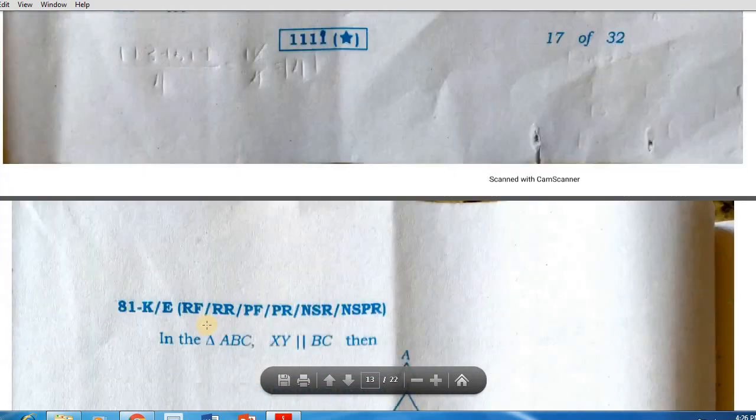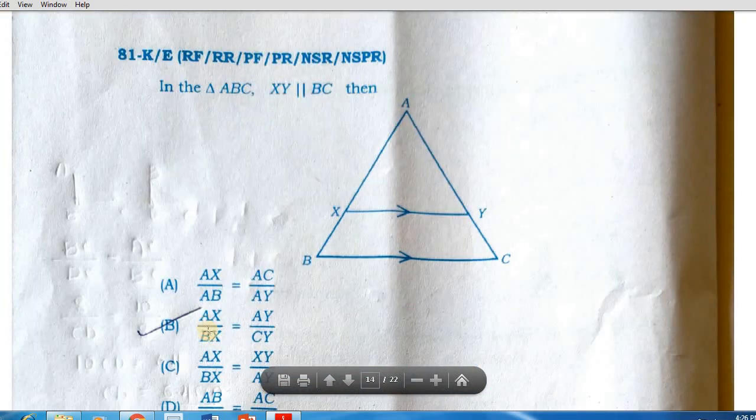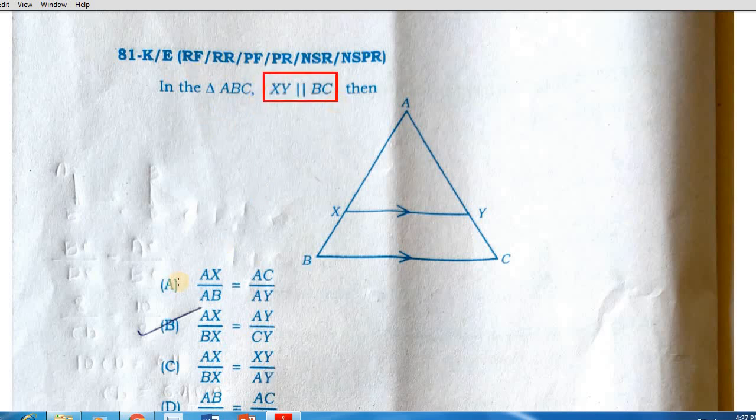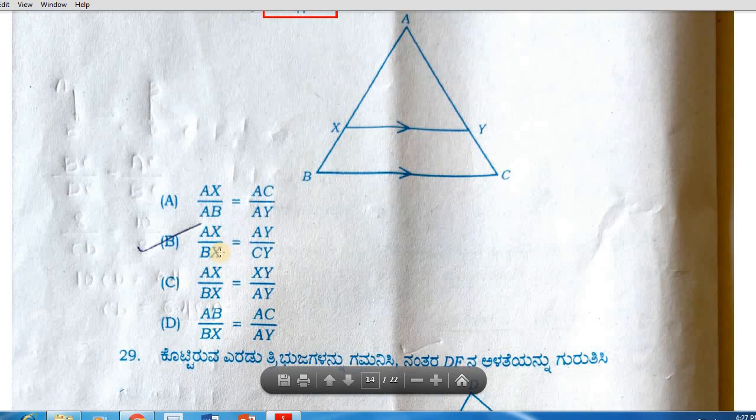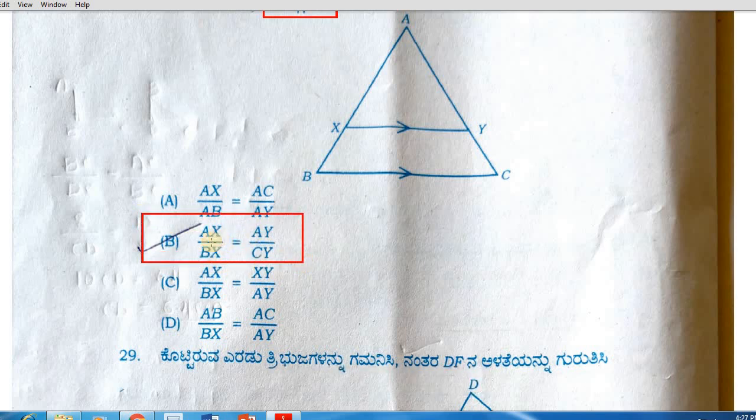Question number 28, children, which is related to Thales theorem. In the triangle ABC, XY is parallel to BC. Then many ratios they have given here, and B is the correct option. Directly you can observe, this is the concept of Thales theorem. So AX by BX, upper part by lower part, is equal to upper part by lower part, AY by CY. That's all. Very simple. Option B is right for question number 28.